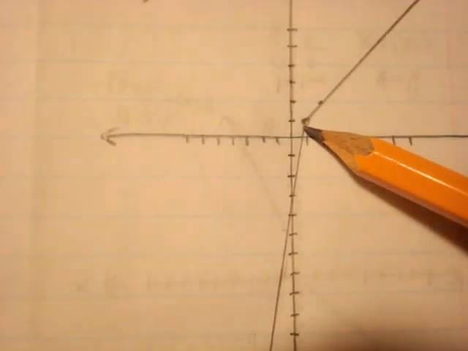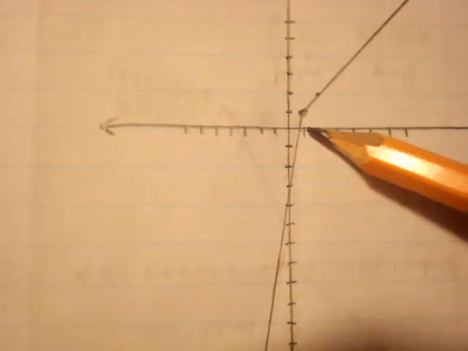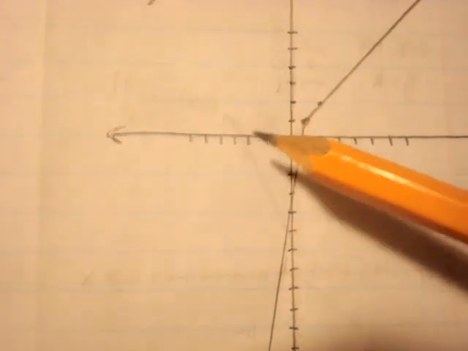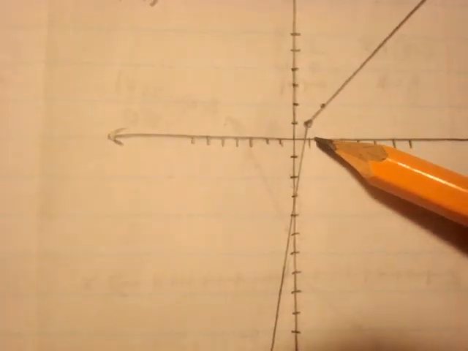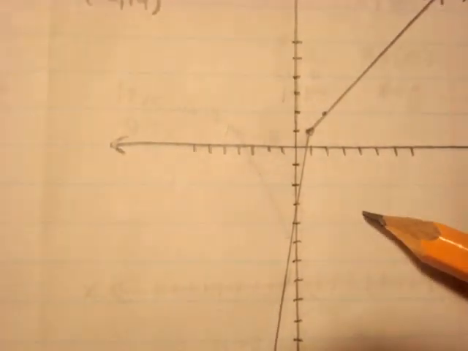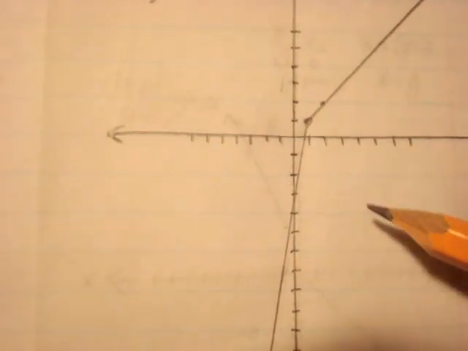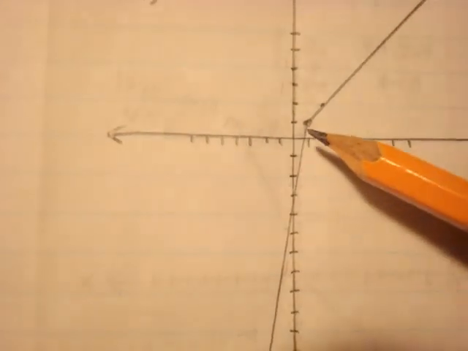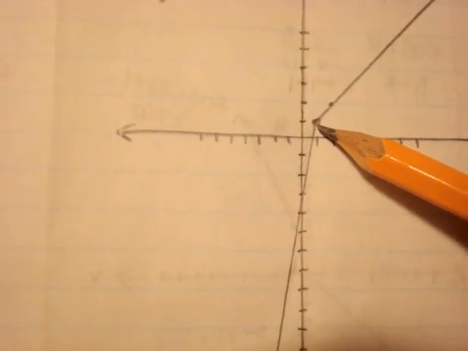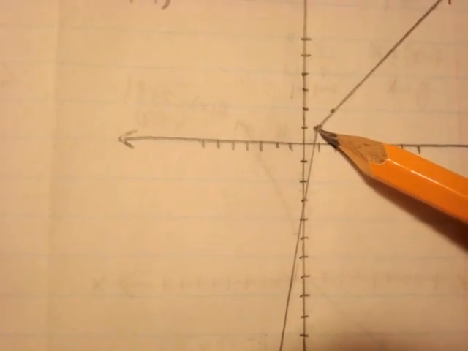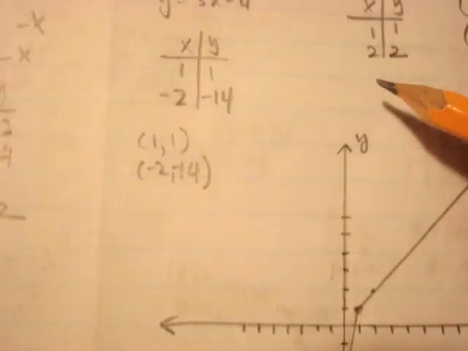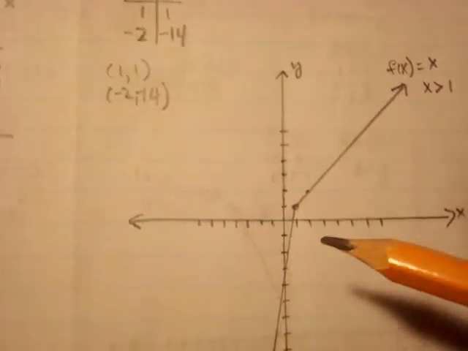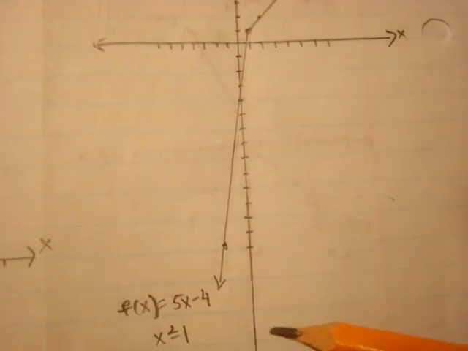So you see, the restriction has to be less than or equal to 1, so it will never go to the right after the 1. It will go to the left. And notice it closes the circle right here. So this is the answer for this given piecewise defined function.